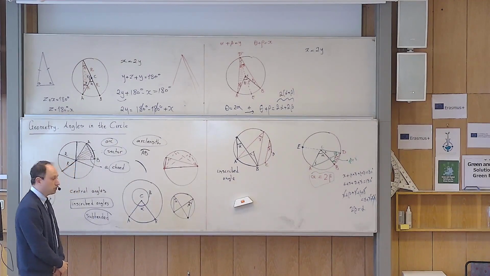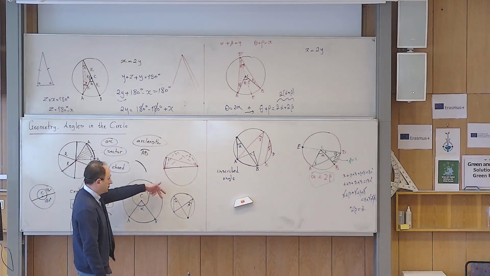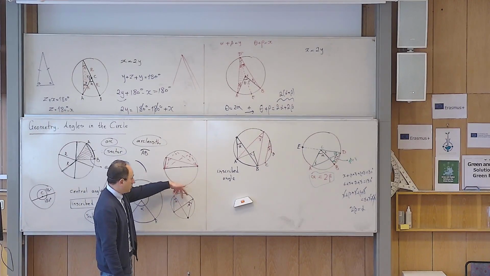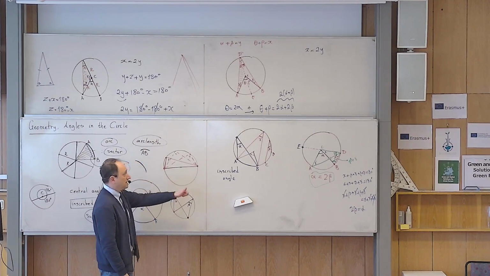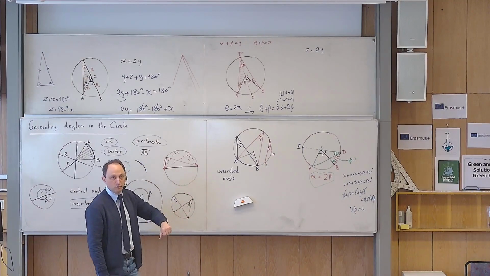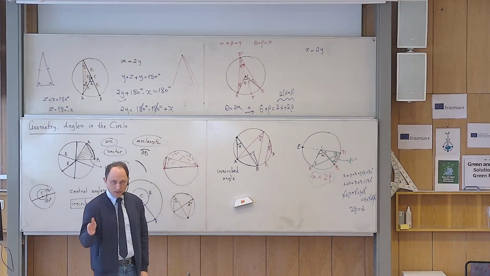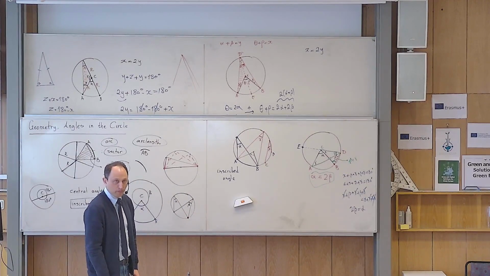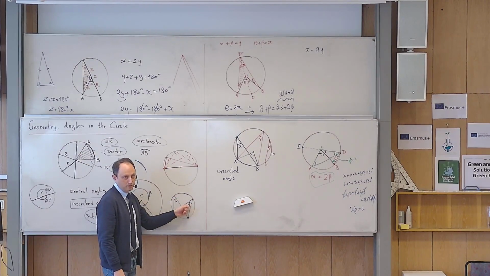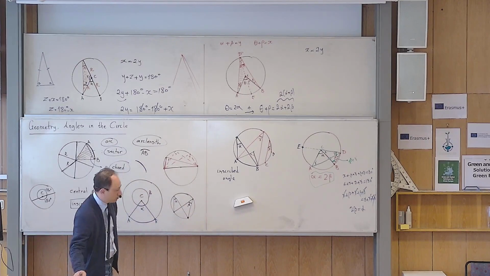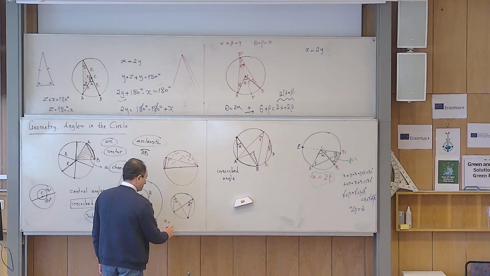Why should they be equal? Be careful. This is inscribed. That is also inscribed. But they are subtending the same arc. In the case that one of them is central, one of them is inscribed, the central is 2 times larger. But here I am telling you these two are the same size. Alpha is equal to beta. Why is that?